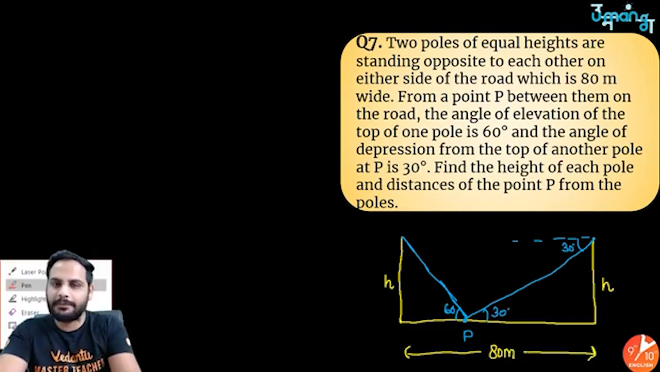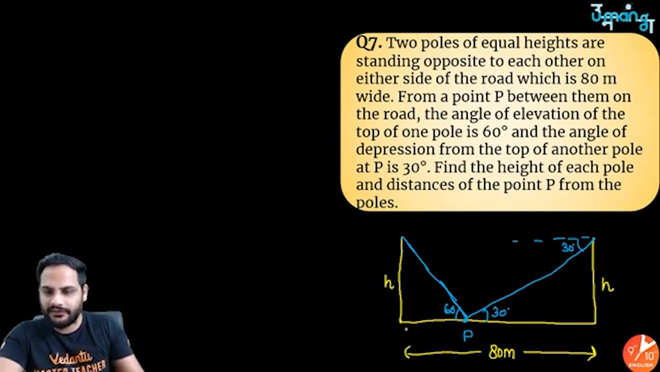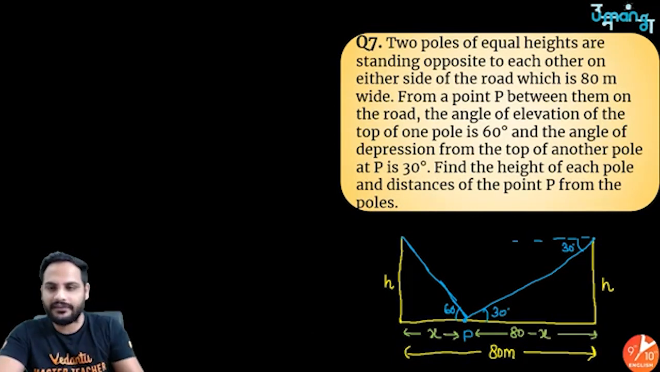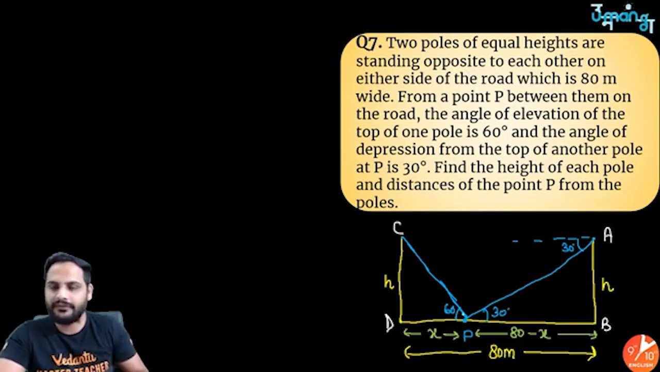I don't know at what distance P lies, right? So I will say, let us take this point as X. So this will automatically become 80 minus X, remaining distance. Right? Correct. That is true. So this is how I have drawn my diagram. Now let's name it. So let's say it is AB and this is CD. And at the middle we have a point P.